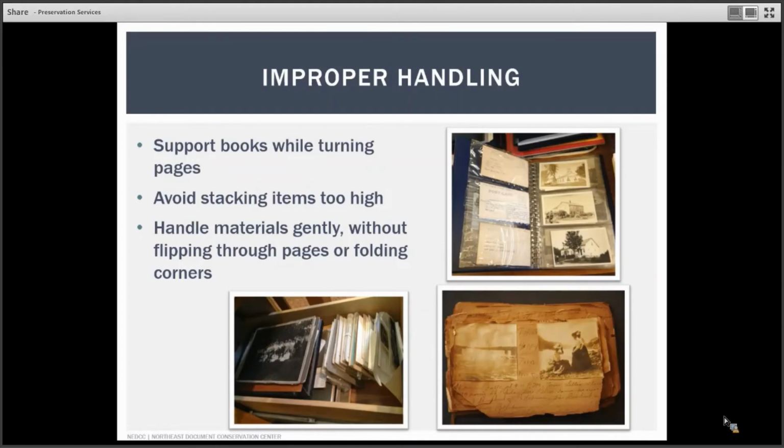And also consider how your users are handling materials. For example, do you provide researchers with nitrile gloves if they're looking at photographs? We discuss handling concerns as they relate to specific formats in many of our webinars. So if you're looking for guidance on scrapbooks, photographs, or other materials, definitely check those out.